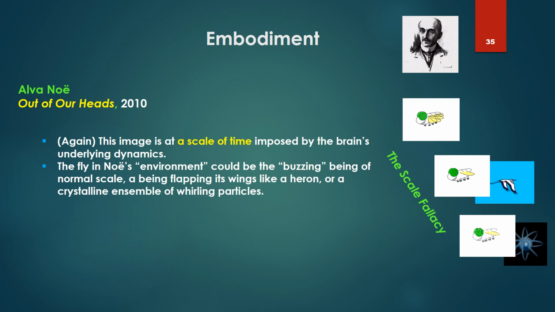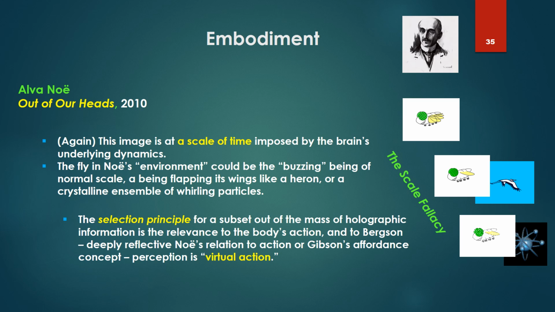The fly in the wing's environment could be the buzzing bee at the normal scale, or the heron-like, or the ensemble of whirling particles. See, Noë just assumes that he can just use the environment to explain the image. The environment out there is a nice external structure to be sampled via action, and by that we get an image, except the environment doesn't necessarily look like anything of what we normally see, buzzing flies or whatever. Again, the selection principle for a subset of the massive holographic information is the relevance to the body's action.